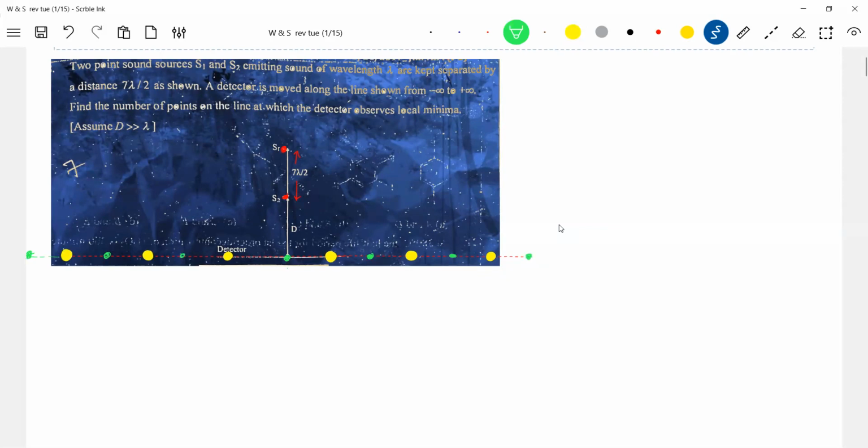Count it, how many are there? 1, 2, 3, 4, 3 plus 3 plus 1. So how many? 7 minimas will be there. What is the position of this? Where will it be? Almost at infinity, no? This will be lying at infinity.